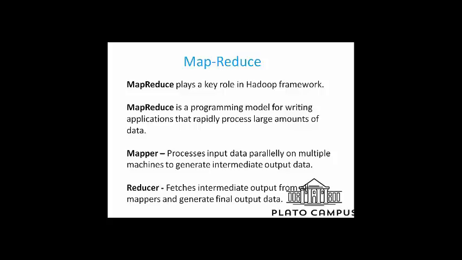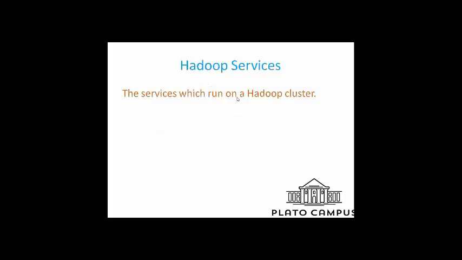If you want some definition type thing, it's there on the slide. Mapper processes input data parallelly on multiple machines to generate intermediate output data. Because what mapper is producing is not the final output. That is intermediate output which needs to be consolidated. Reducer will be fetching intermediate output from all mappers and generating final output data. So this is about the slide.